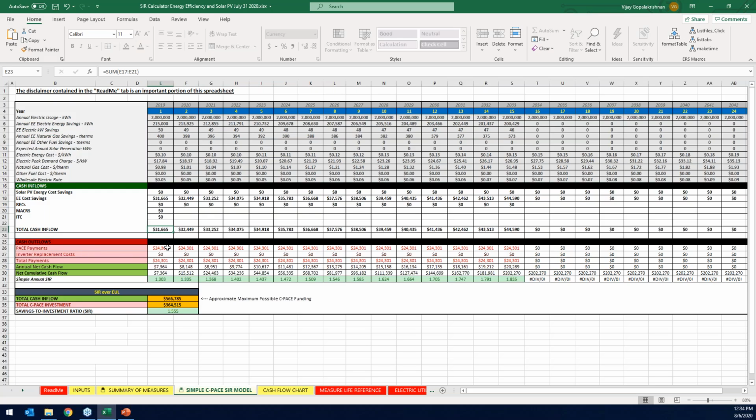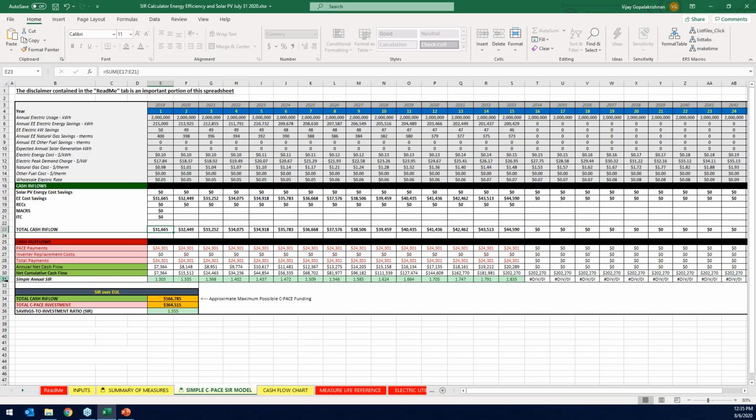The PACE payments are based on a 15-year term and auto-calculate and populate right here. If you enter 10 years, it changes the calculations accordingly. There's no inverter replacement cost to be entered for this project since there's no solar PV. So the total payments and the total cash inflow are here. You also have an annual net cash flow and the net cumulative cash flow available here, and that'll populate in the cash flow chart we'll see.